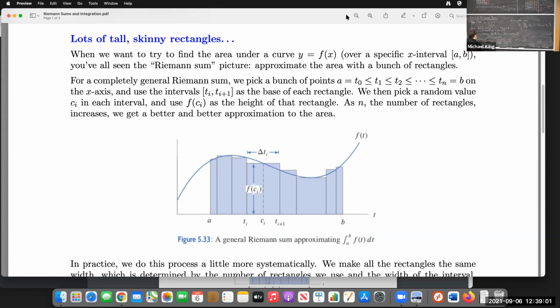It's not going to randomly choose all these t's to break the interval up into and then randomly choose all these c's. I mean, you could force a computer to do that, I suppose, with pseudo-random generator things, but computers really like order. So more systematic. So what did I say? All rectangles the same width.